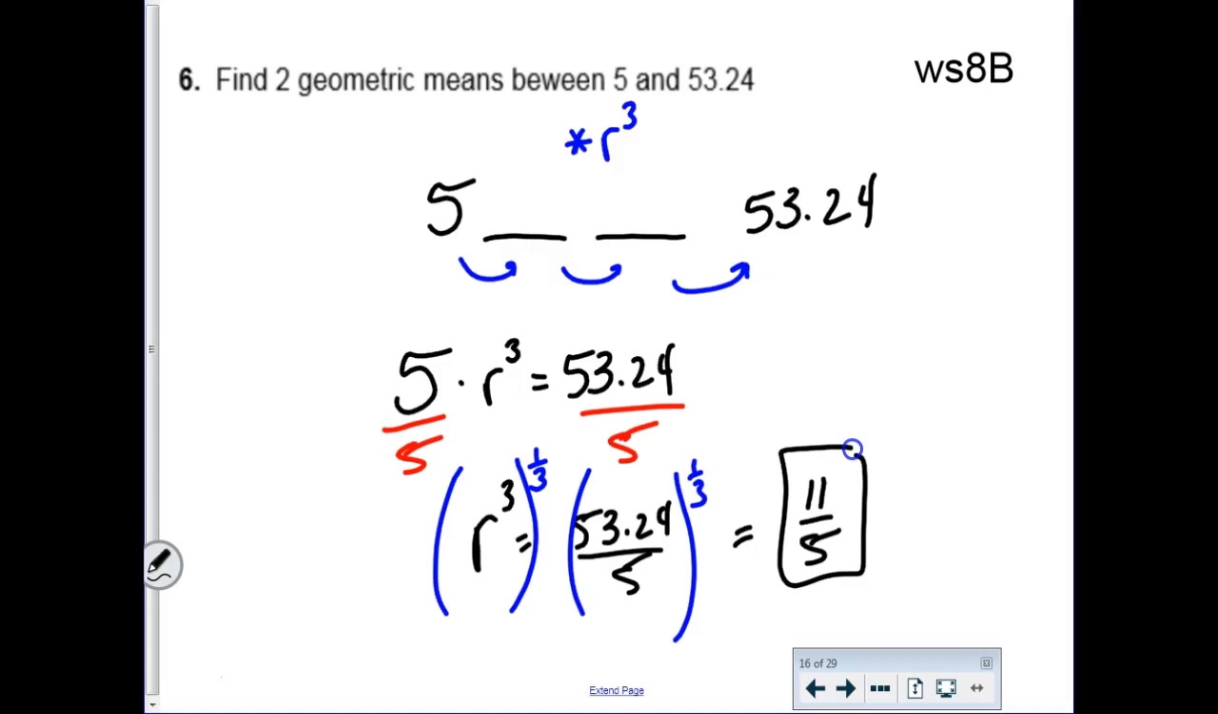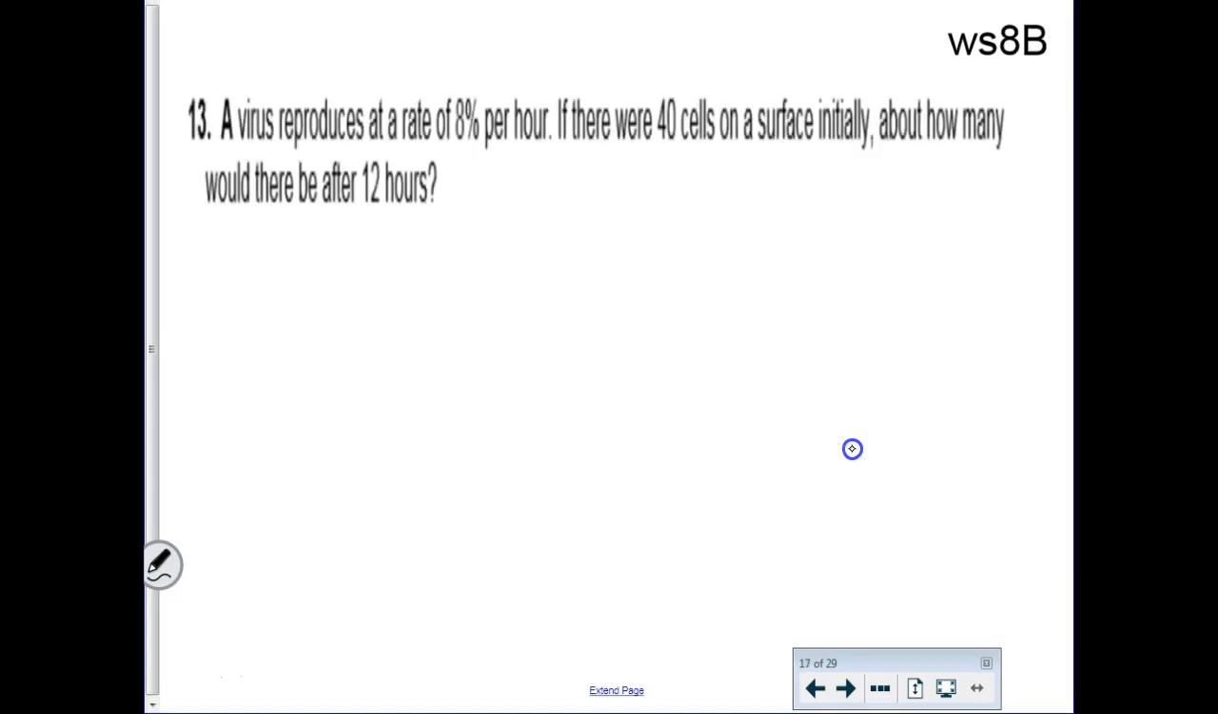Come on, y'all. Humor me. Or an irrational number. Right? No, there are other irrational numbers out there. Hello, square root of 2. Come on. All right.